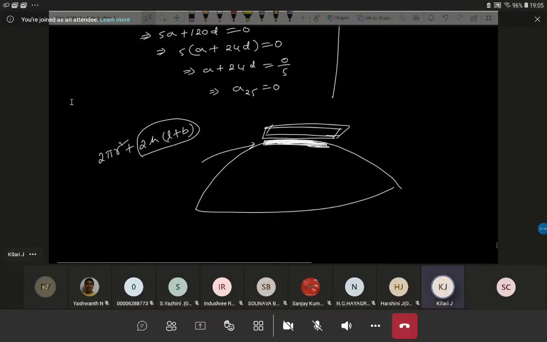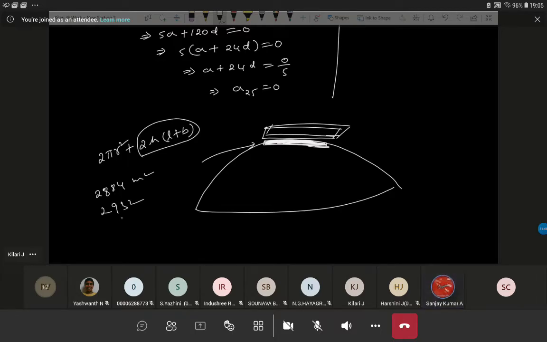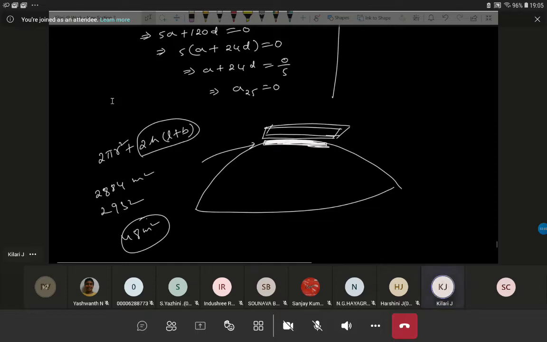What is the difference? You tell me the difference between both answers. I got 2884 meters square. The answer key gives 2932 meters square. The difference is 1648 square meters. Let us go through the dimensions. The radius is 21 meters. Height is 4.